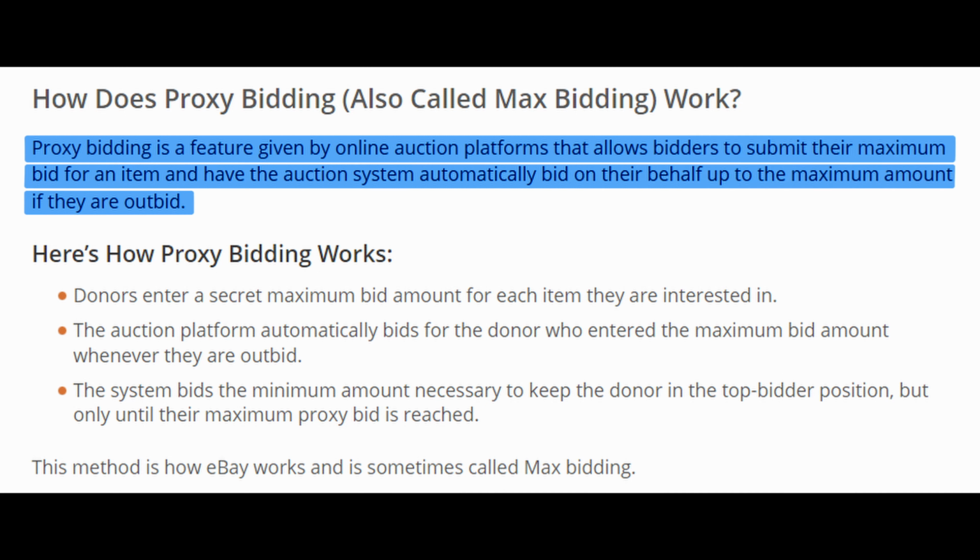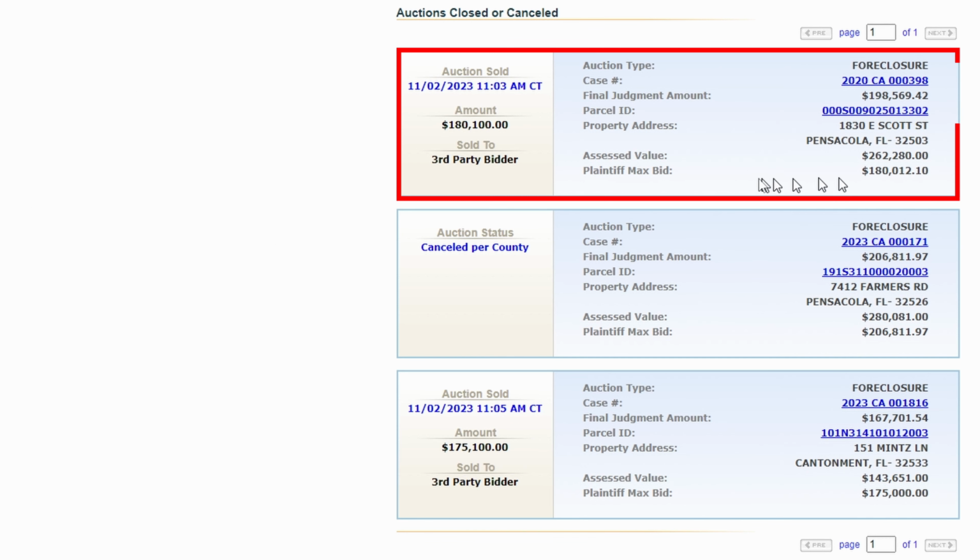With this system, you can set up proxy bids. You can go in and tell it what you want to bid, as high as you want to go, and it will bid from the highest other offer in $100 increments, all the way up until you either meet your bid amount or you get the property. Do notice that the maximum bid for the plaintiff was 180, so you know that if you wanted to get this property as cheaply as possible, the minimum you would have had to bid would have been 180,100, and this is what this third party did to get it.